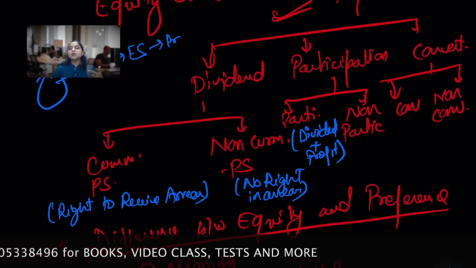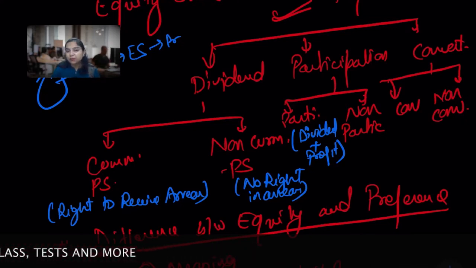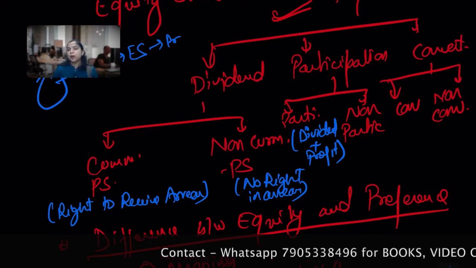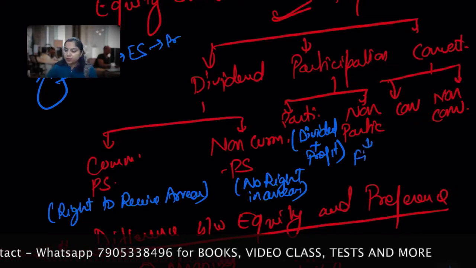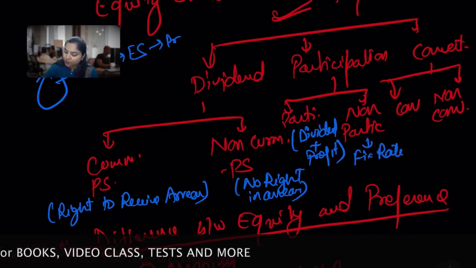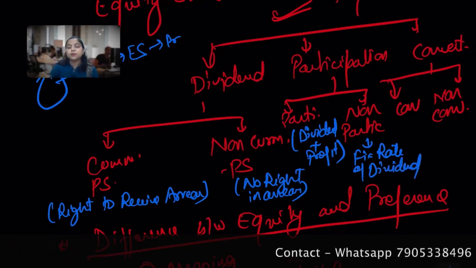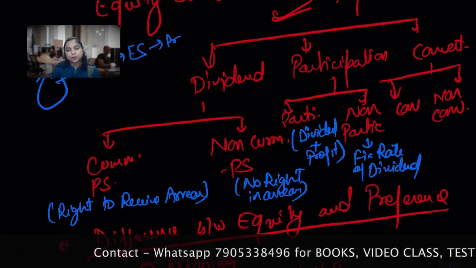However, in case of non-participating preference shares, they only enjoy the fixed rate of dividend every year. So they have no right to participation in surplus profit. Only the fixed rate of dividend, nothing on the surplus profit. Hope you recall.